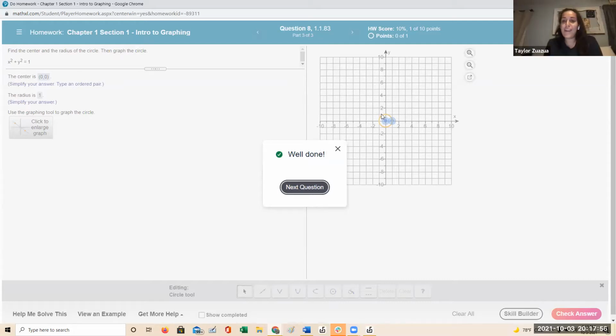See, I was doing it not right. Once you find the center and know the radius, start from the center and go to the right that many spaces, go up, go down, go left, and that defines your circle. So we would do 0 and then all the way to 7.